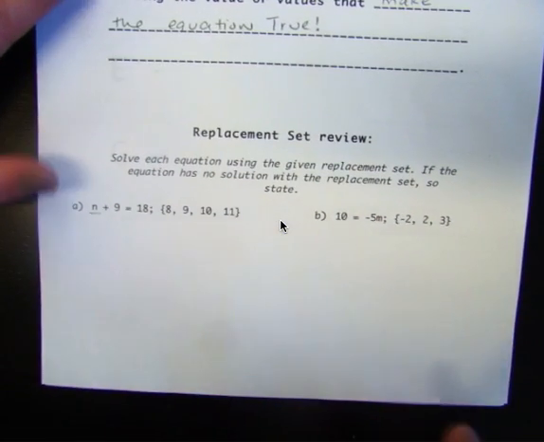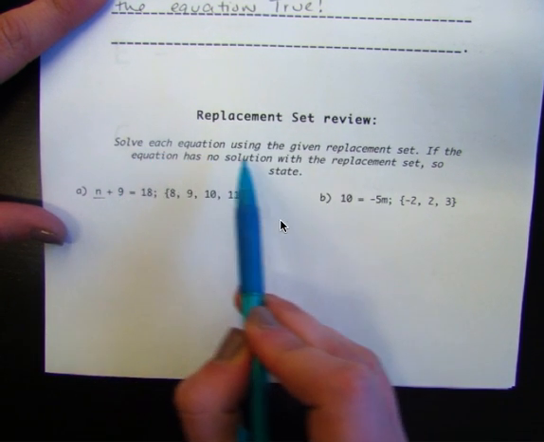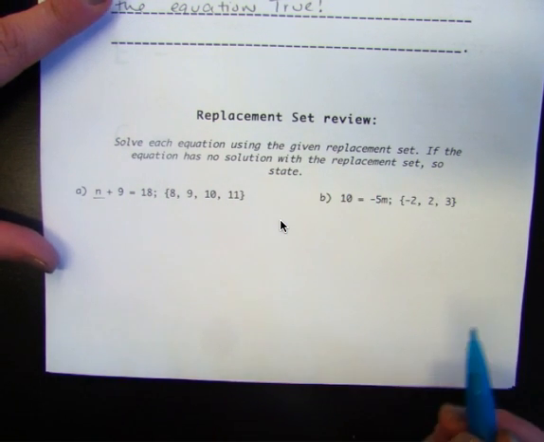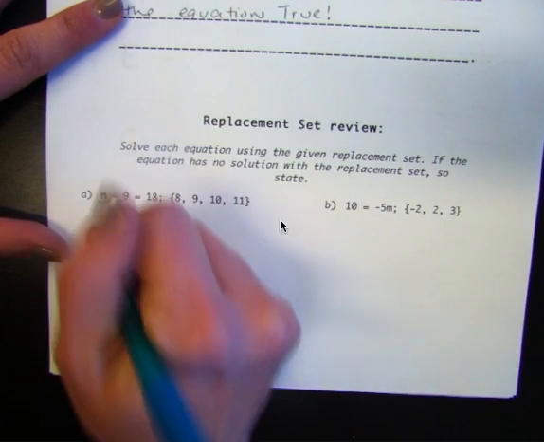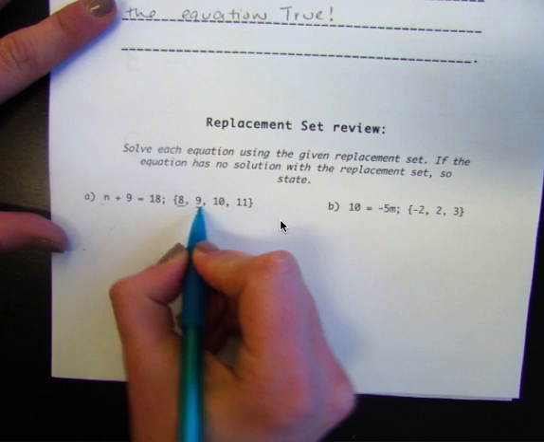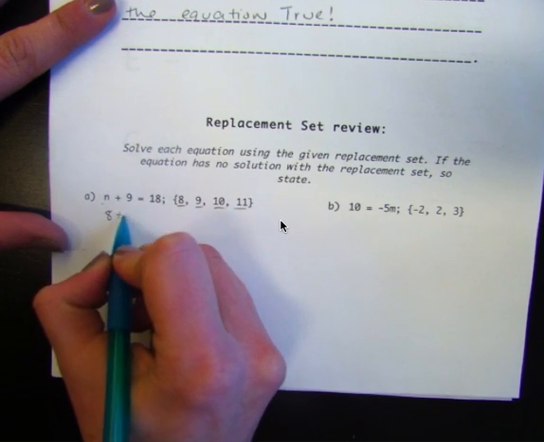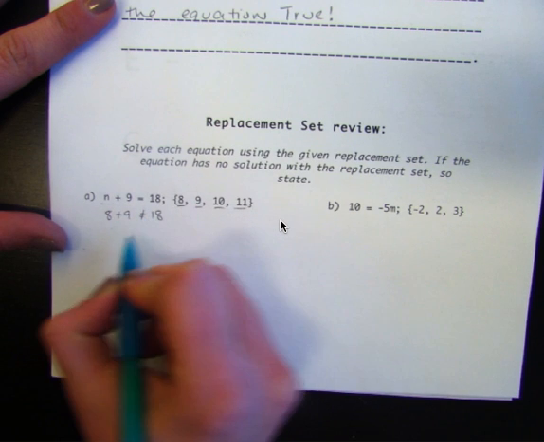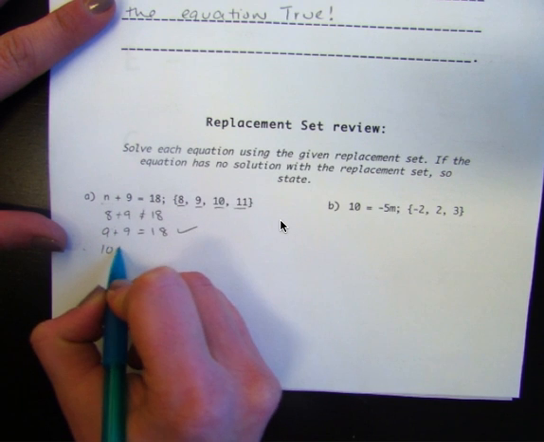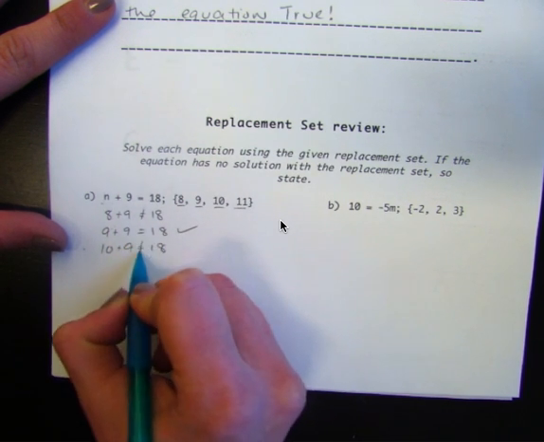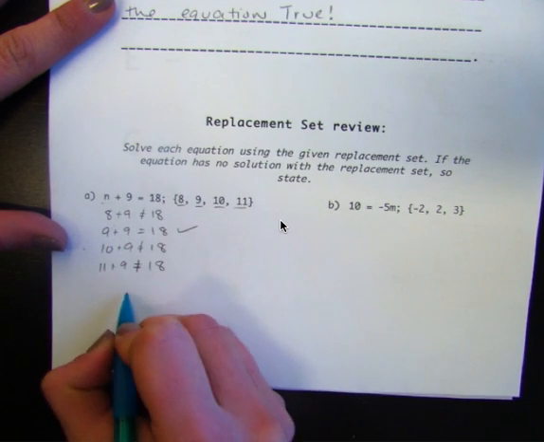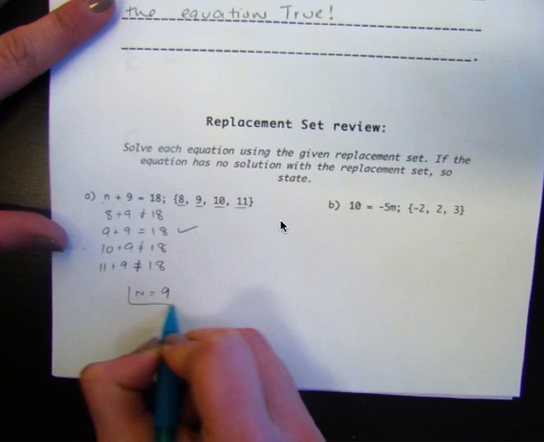So as a replacement set review, it says solve each equation using the given replacement set. If an equation has no solution with the replacement set, so state. This is a review, just wanted to go over it really fast. So we wanted to figure out which value for n makes the statement true. Well, if we do 8 plus 9, does that equal 18? No. What about 9 plus 9? Does that equal 18? Yeah, that does. What about 10 plus 9? Does that equal 18? No. And 11 plus 9, does that equal 18? No. So the only solution would be n equals 9.